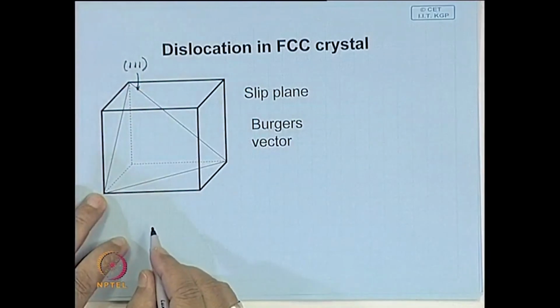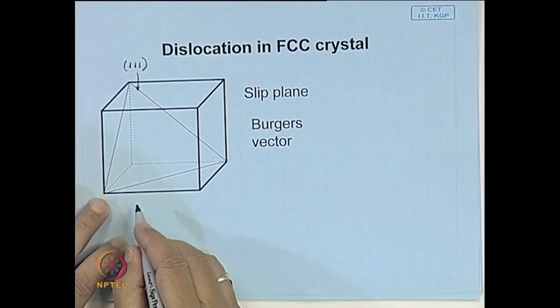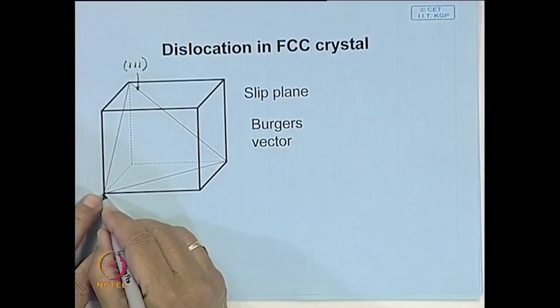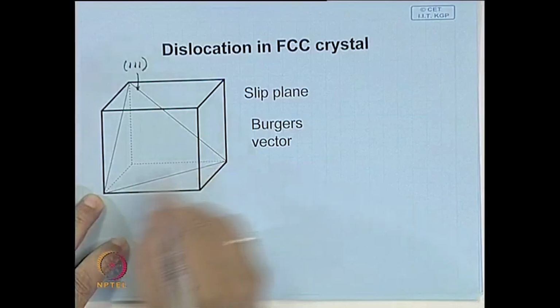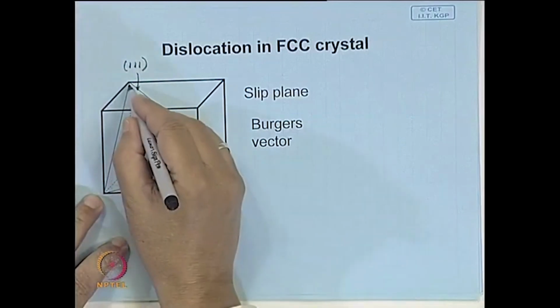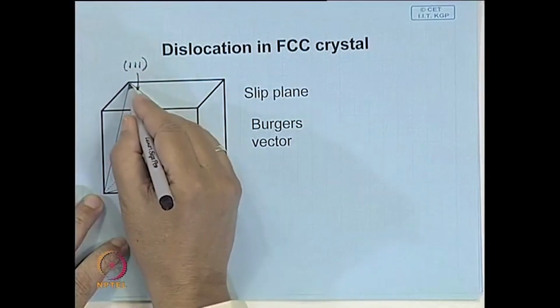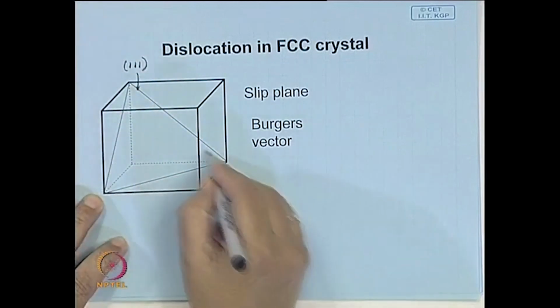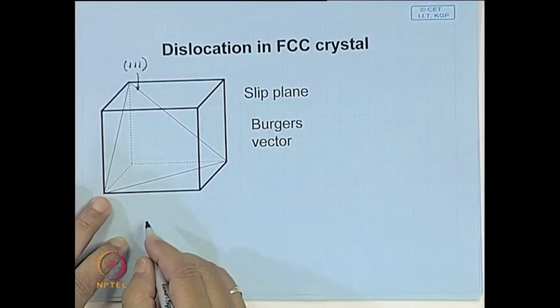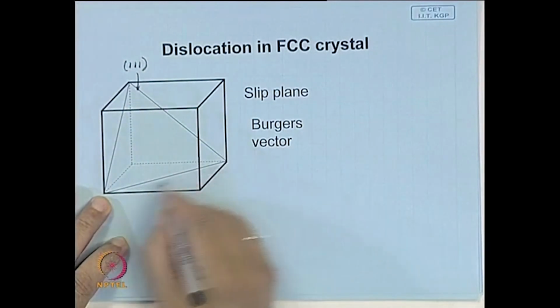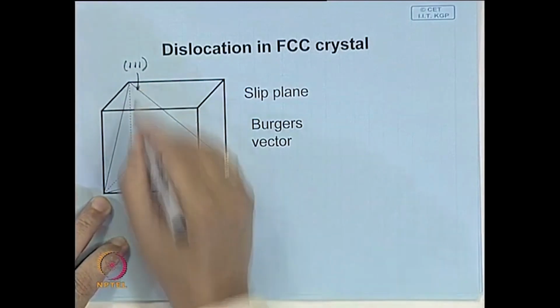Plane 1 1 1 is the slip plane, and we also learned that the slip direction is the close-packed direction, that is the 1 1 0 type of direction, the face diagonal. Now, look at the 1 1 1 plane, it has 3 face diagonals. Now, what are the indices of this particular direction?